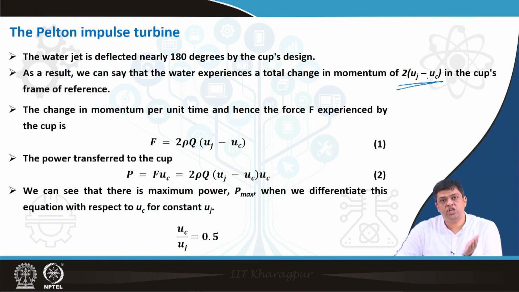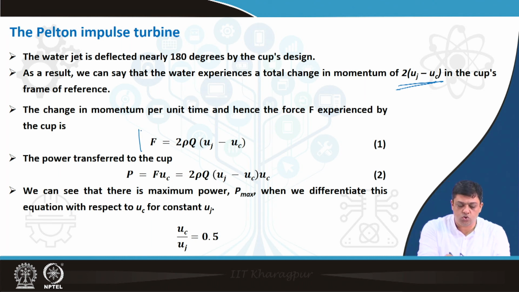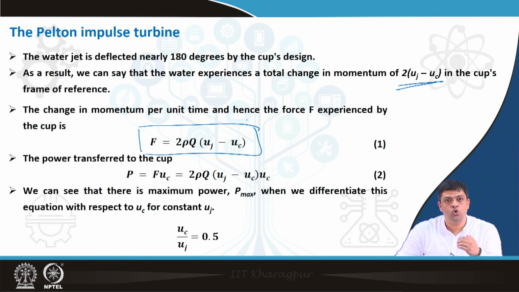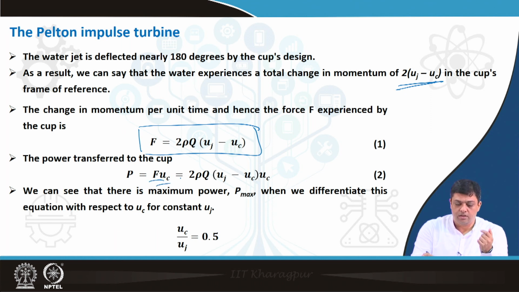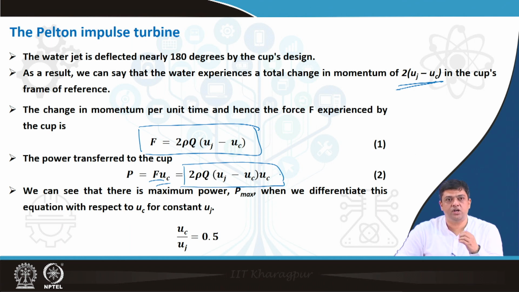Now, if you write change in momentum per unit time, what are we talking about? We are talking about force. Force experienced by the cup becomes equal to 2 rho Q into Uj minus Uc. The power transferred to the cup would therefore be equal to F into Uc, and using the above equation we get power transferred to the cup is equal to 2 rho Q (Uj minus Uc) into Uc.